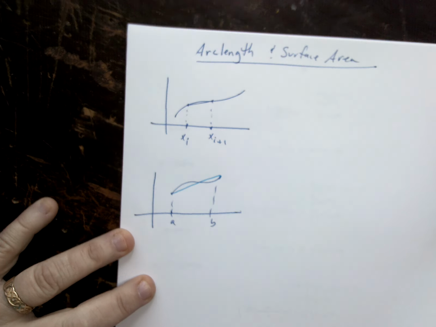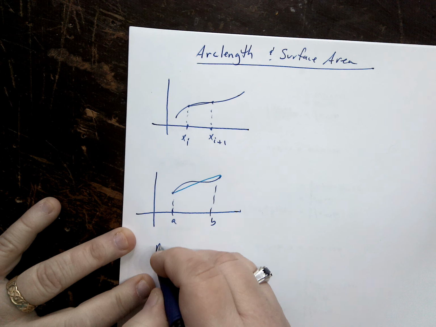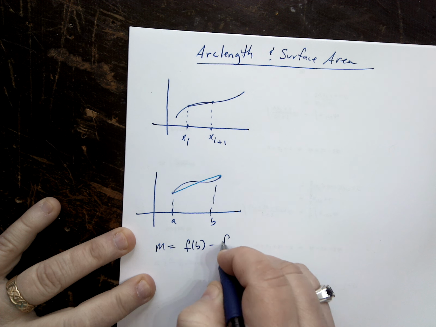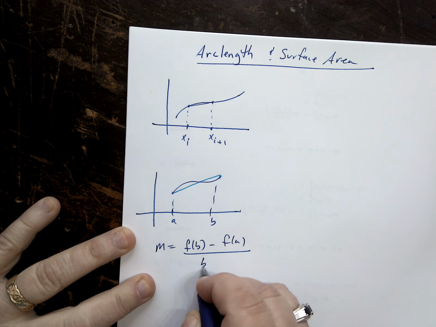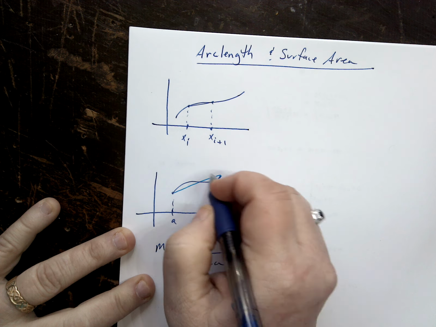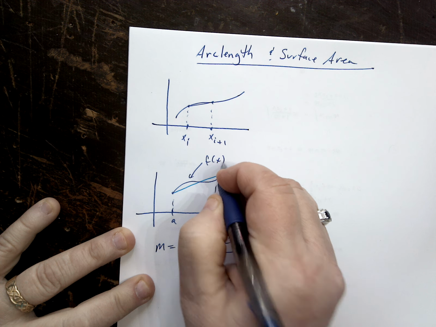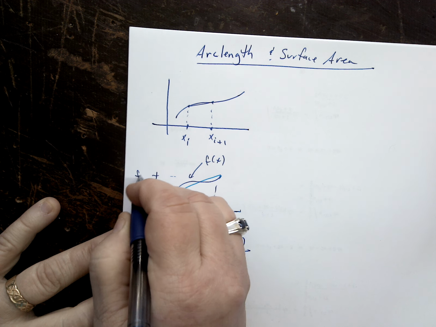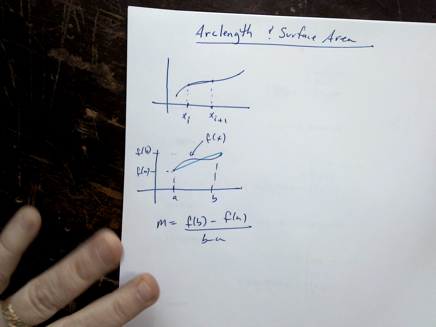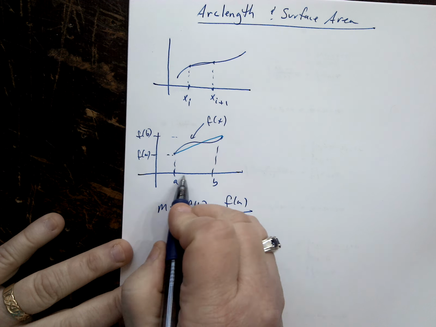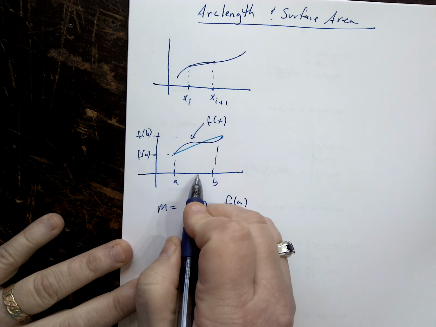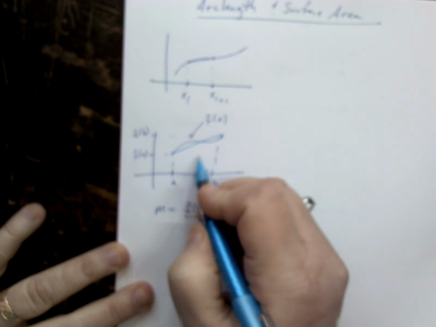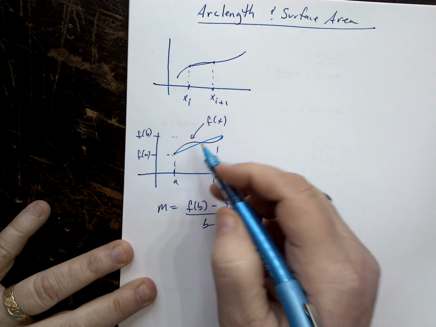Now, the slope of that line is equal to f of b minus f of a over b minus a, where this is the function f of x, so this is f of a, this is f of b. Now the theorem states that there exists a c somewhere between a and b where the slope of the curve at that point is the same as the slope between a and b, as long as the curve is smooth between the two.